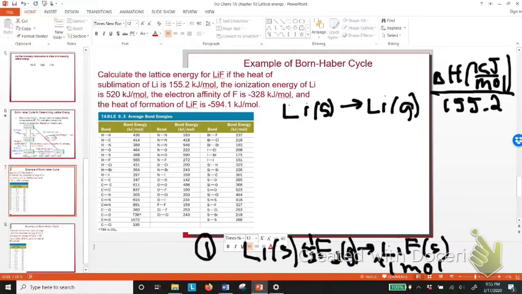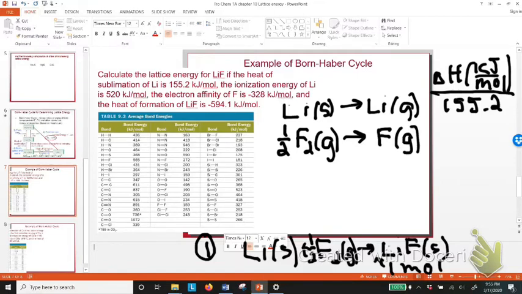Now lithium is already a gas and an atom. Now we're going to focus on fluorine. Fluorine is already a gas, however, it's a molecule. Remember, we only have half of a fluorine molecule. So we're going to turn that into atoms. When we turn it into atoms, we're only going to turn it into fluorine gas.